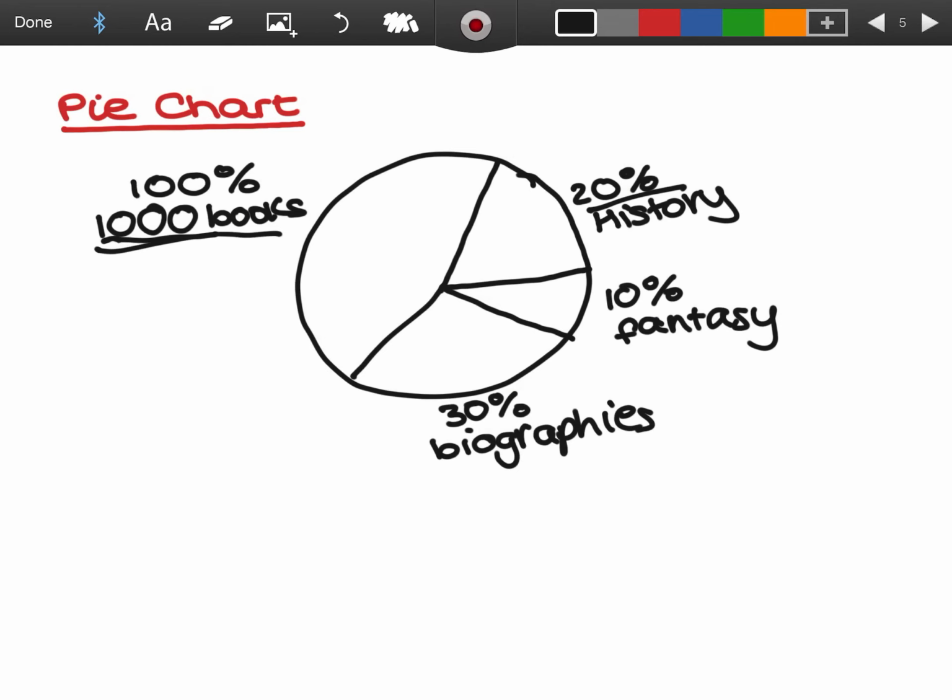All you have to do is turn your percentage into a decimal by dividing it by 100, and then multiply your decimal by the whole number. And that will tell you how many of that particular thing fall into that category.